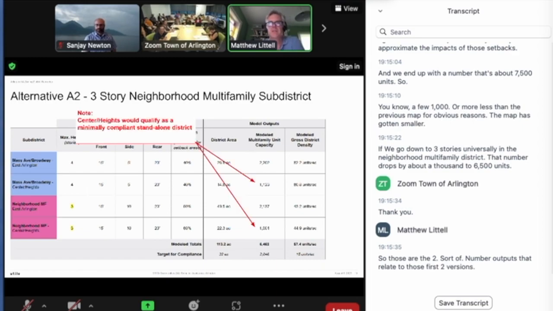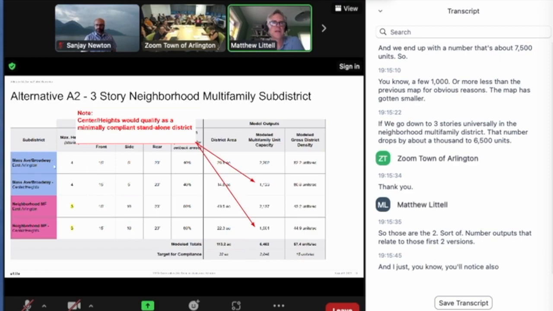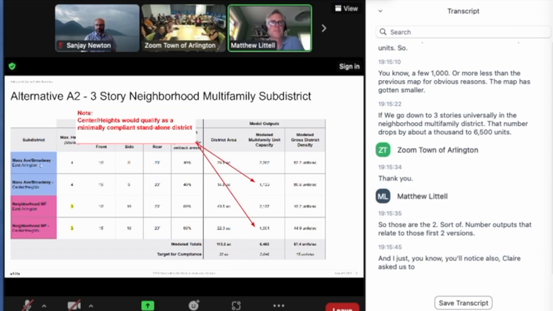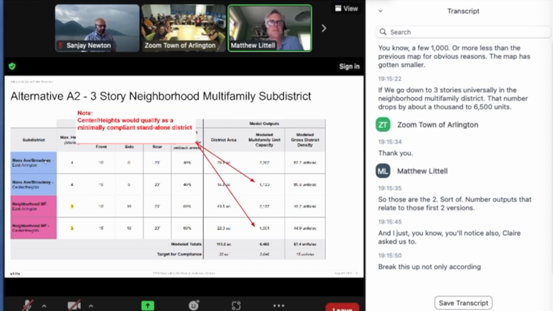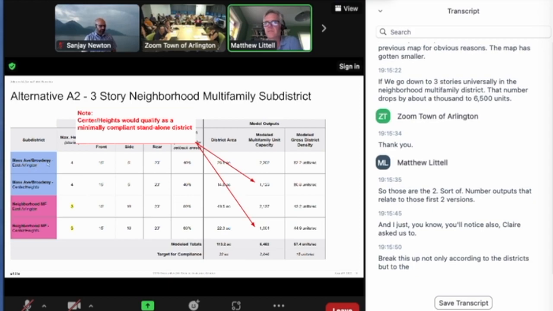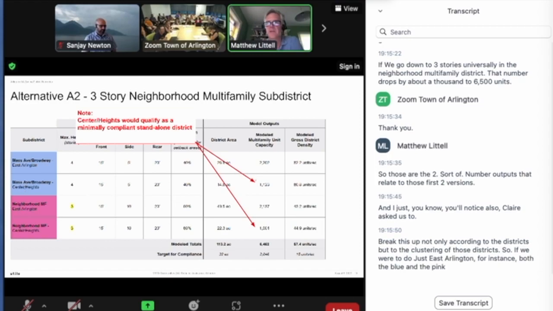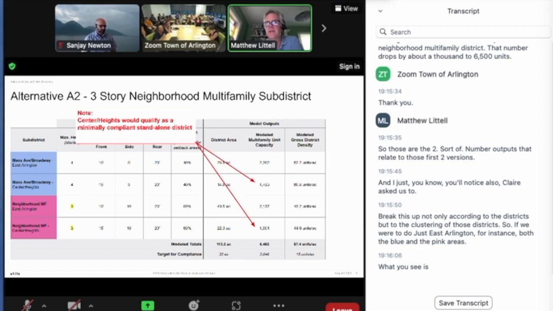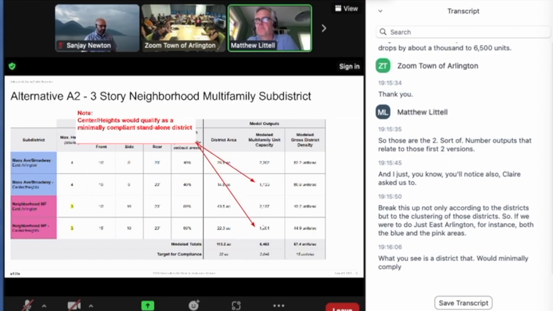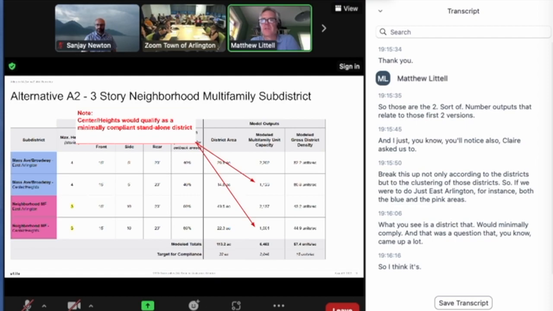And you'll notice also Claire asked us to break this up not only according to the districts, but to the clustering of those districts. So if we were to do just East Arlington, for instance, both the blue and the pink areas, what you see is a district that would minimally comply. And that was a question that came up a lot. So I think it's good to understand what a minimally compliant district looks like.